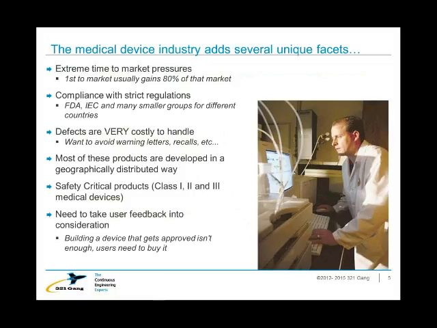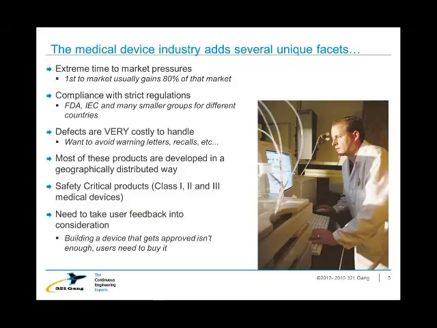Okay, so medical device industry adds several unique facets to system development. I'm not sure that medical device adds the extreme trying to market pressures because every industry pretty much feels that. But it pays to be the first person in the market with a new innovative device. You capture the market share and essentially become the leader in that device type.